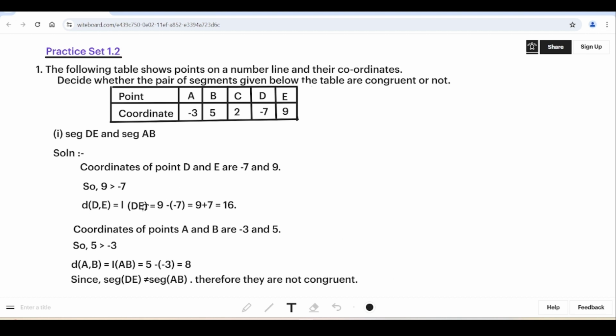Similarly, there are another two questions you can solve in a similar way. From the coordinates, calculate the distance, and from the distance you will get the length, and then show whether they are congruent or not. Okay. Now we will see the next question.